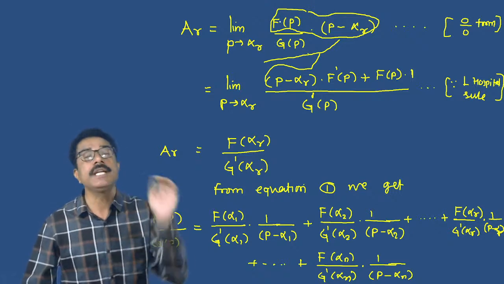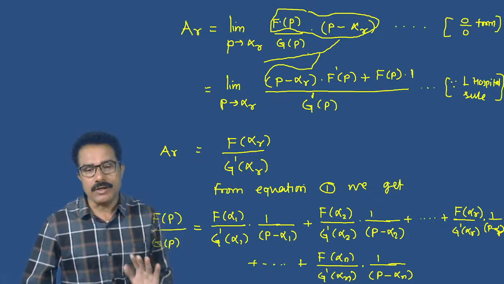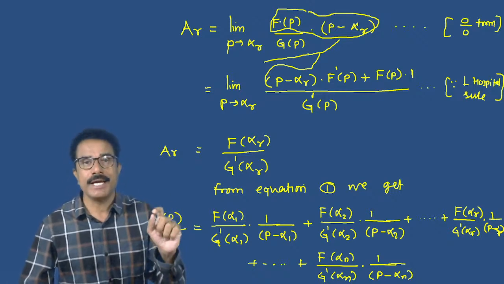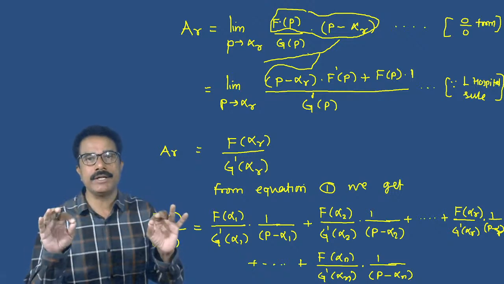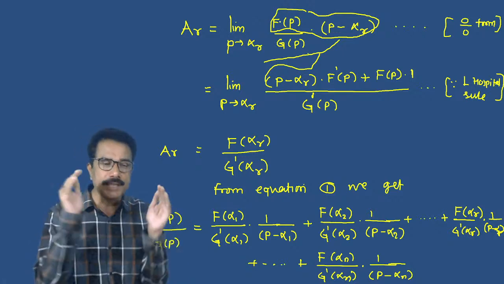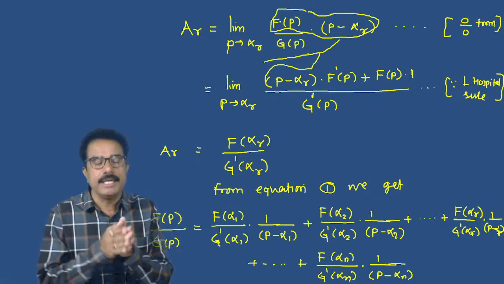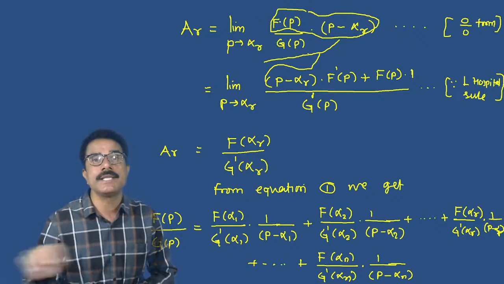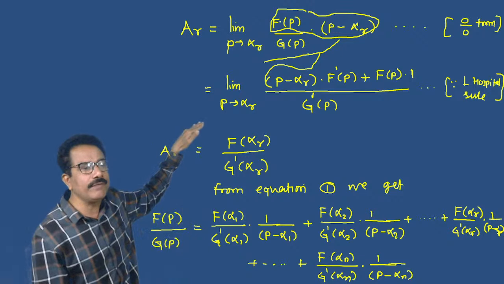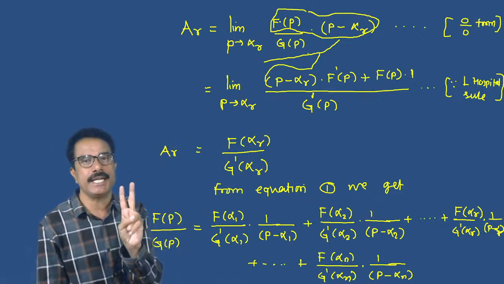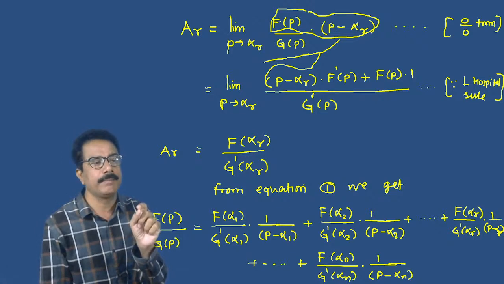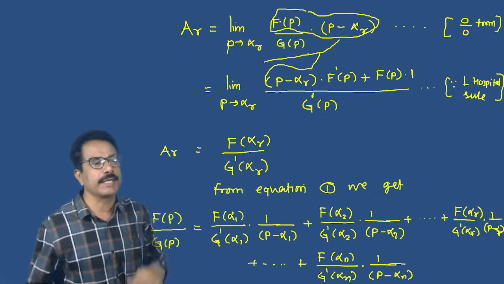Product rule. L-Hospital rule is used in such a way that we can't take the derivative by using the division rule, because in the L-Hospital rule we have to take separate derivative of numerator and separate derivative of denominator. So first of all we have to take the derivative of the numerator separately. In the numerator there are two terms, capital F of p and p minus alpha. So we have to take the product rule.